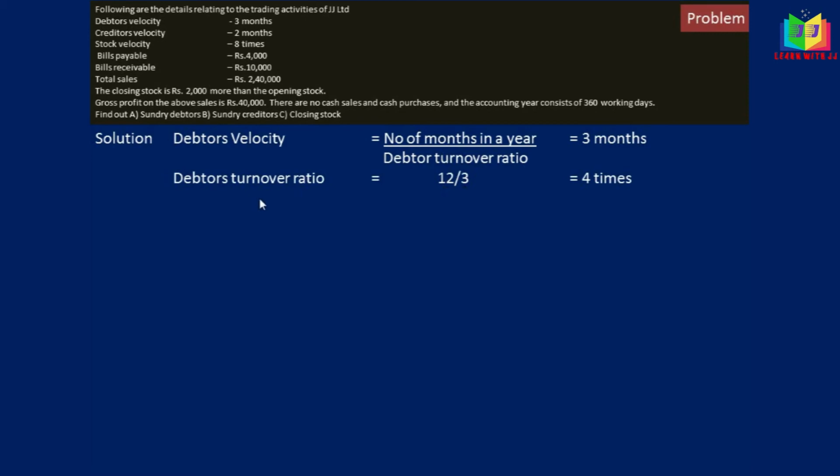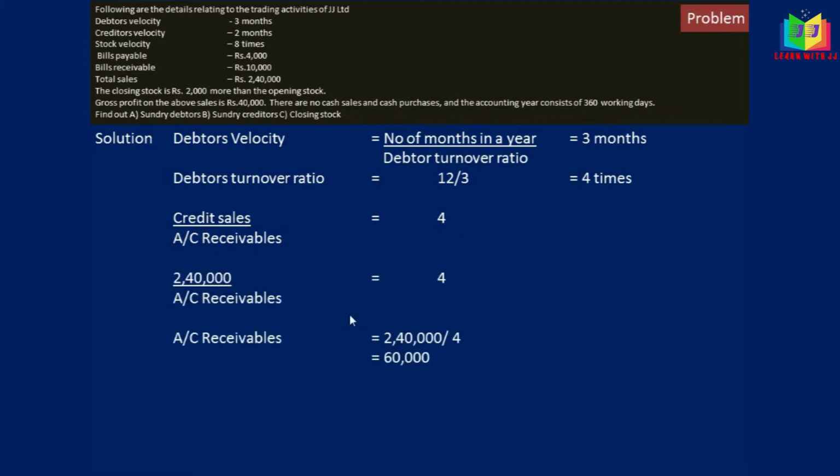Okay, and the formula of this debtor turnover ratio is credit sales divided by accounts receivables, because we need not take average accounts receivables here, because we don't have opening and closing balance of accounts receivables. We just have the bills receivables here, so we can just take accounts receivable, that is 4. And credit sale is given, that is total sales is equal to credit sale, because here we don't have cash sales. Okay, so credit sale is 2,40,000. If we substitute in the formula and do the cross multiplication, yes, we'll get accounts receivables equal to 60,000.